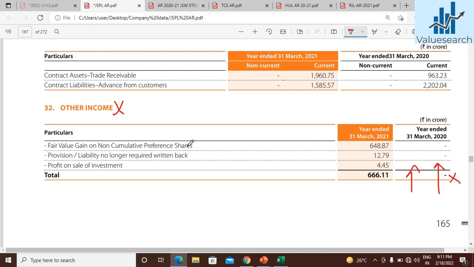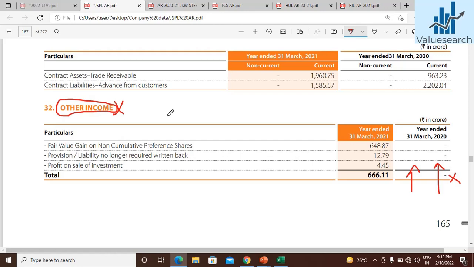So what are the components of the company's other income? It is fair value gain on non-cumulative preference shares, provision or liability no longer required written back, and profit on sale of investments. None of this is a part of the company's core business. Jindal Steel and Power's business is not to sell its investments. Its main work is to sell steel products and power. This is why this is a part of the company's other income, meaning income from non-operating sources. Alright, so this was the revenue analysis, other income analysis, and in totality, total income analysis for Jindal Steel and Power on a standalone basis.